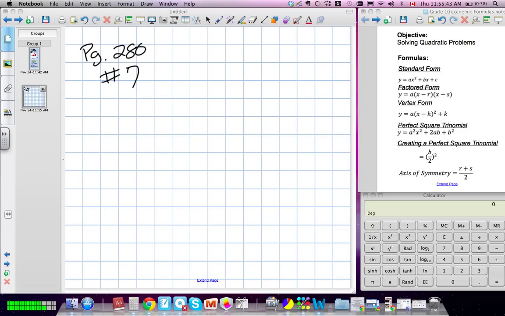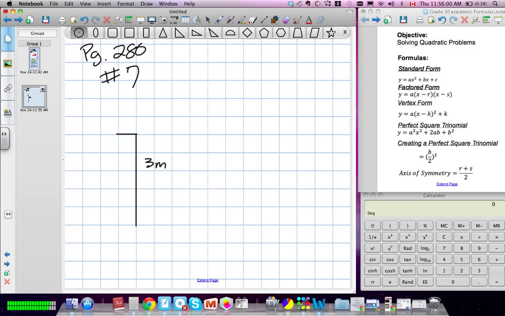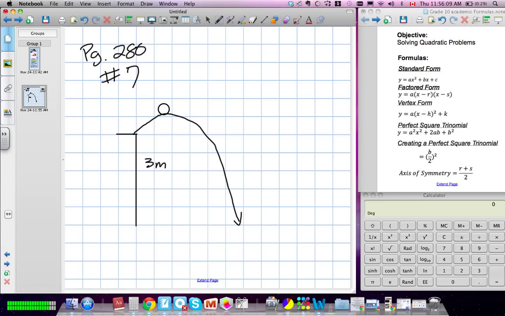Page 280, number 7. It's a word problem. It says a basketball is tossed from the top of a 3-meter wall. So let's try to get a little diagram of this. We have a wall. We know the height of it is at 3 meters. And some basketball has been tossed from this point. So it's going up, through, and then eventually is going to come back down. I'll draw the person throwing it in a minute. So the ball is thrown from this wall.